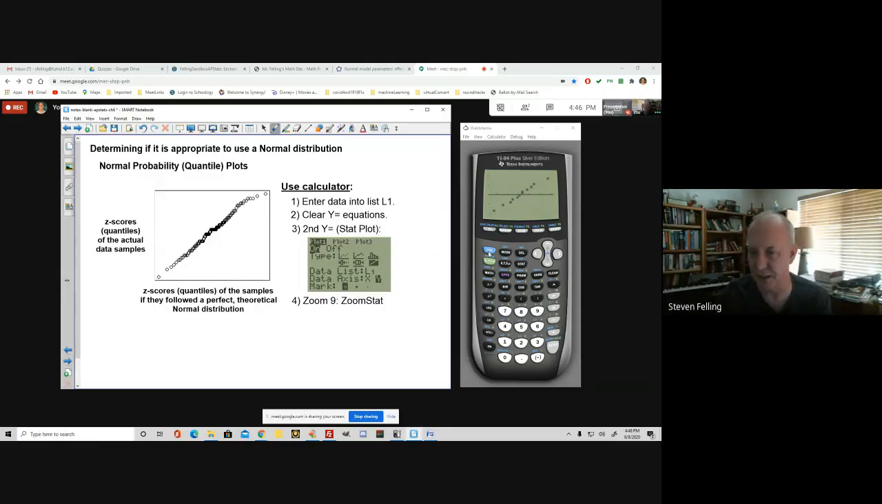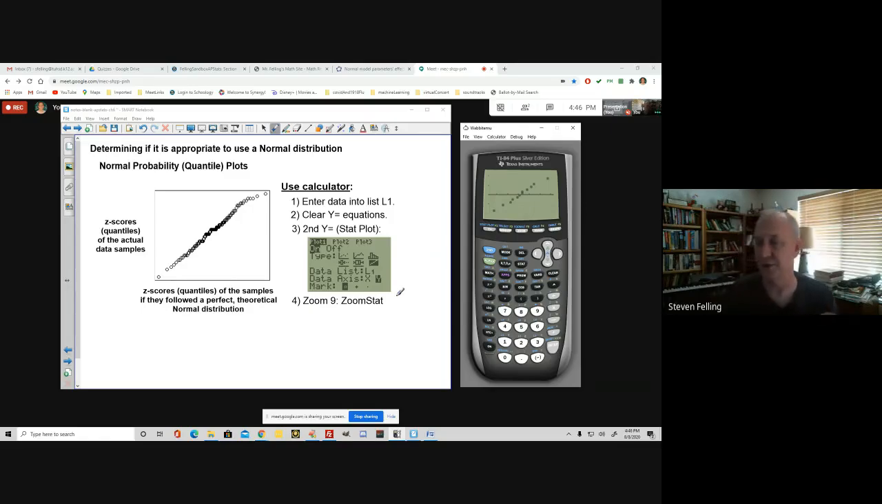And let me show you the steps again. Second y equals, and you select the last icon. If you select the last icon and then display that, as long as you see something that's roughly linear, I see a little curvature here, but that's not a big deal. That's fine. Then that's evidence that you can use.